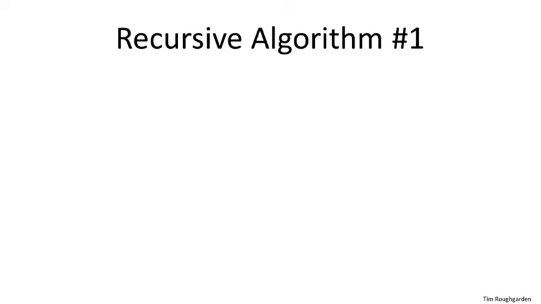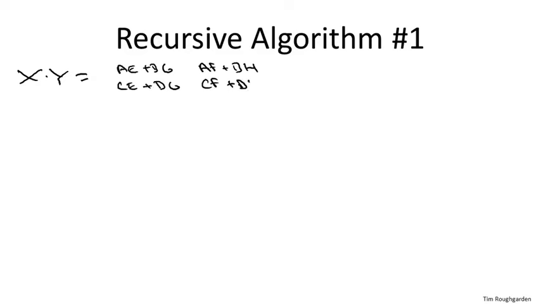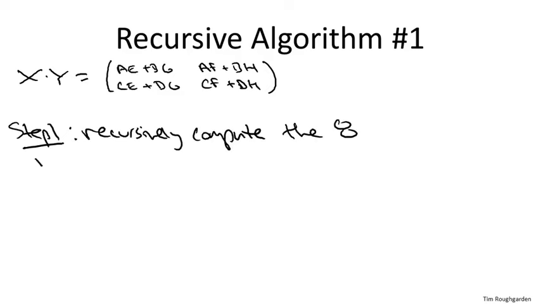To describe it, let me quickly rewrite that expression we just saw on the previous slide. Our first recursive algorithm is simply to evaluate all of these expressions in the obvious way. Specifically, in step 1, we recursively compute all of the necessary products and observe that there are 8 products that we have to compute, 8 products of n over 2 by n over 2 matrices. There are 4 entries in this expansion of x times y. Each of the blocks is the sum of 2 products, and none of the products reoccur. They're all distinct. So naively, if we want to evaluate this, we have to do 8 different products of n over 2 by n over 2 matrices.